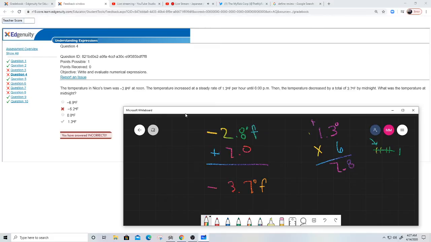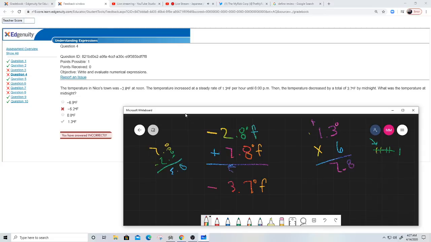Alright, now here's the trick here. This is a tricky problem. Because these two signs are different, we're going to subtract these numbers. Okay, so maybe I go off on the side and I go 7.8 minus 2.8. Alright. So I'm gonna go 8 minus 8 is 0, 7 minus 2 is 5, 5.0.